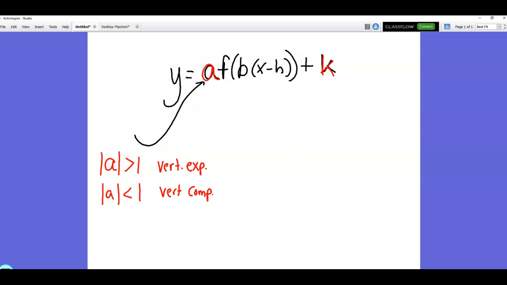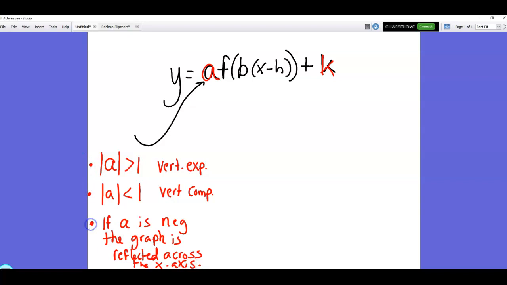Another thing that we want to pay attention to is that if a is negative, the graph is reflected across the x-axis. In other words, it's flipped upside down. So we have these 3 facts to look for when we look at the a value.